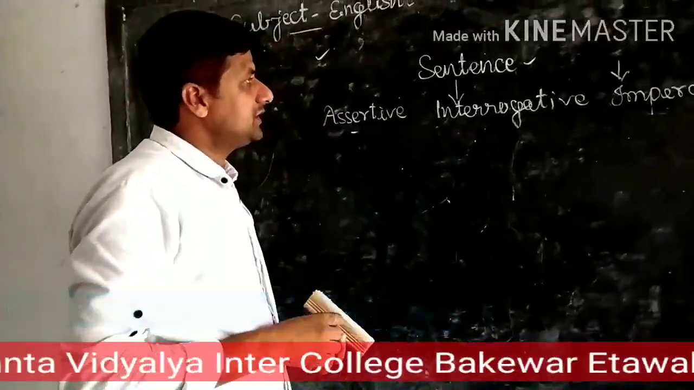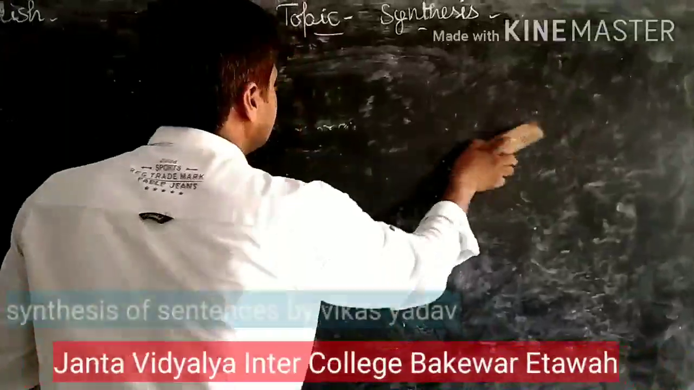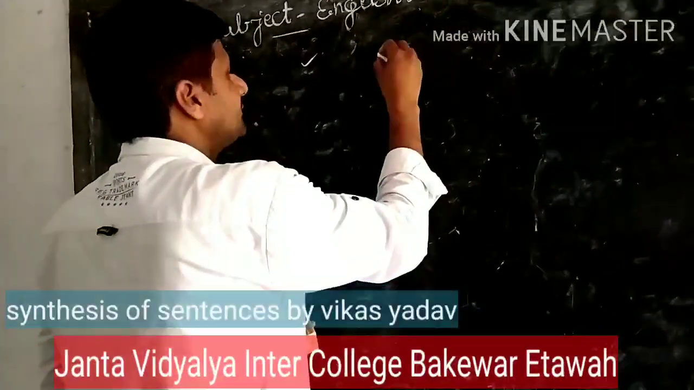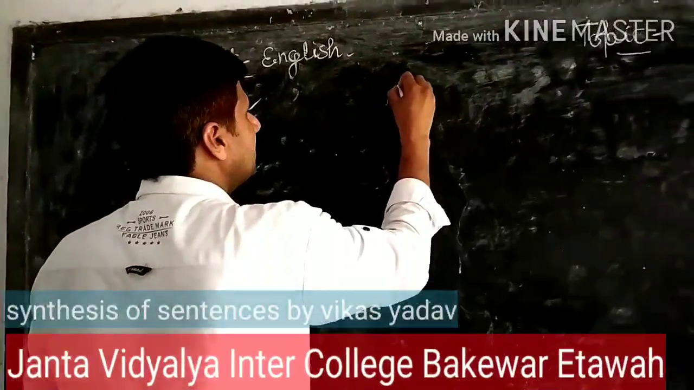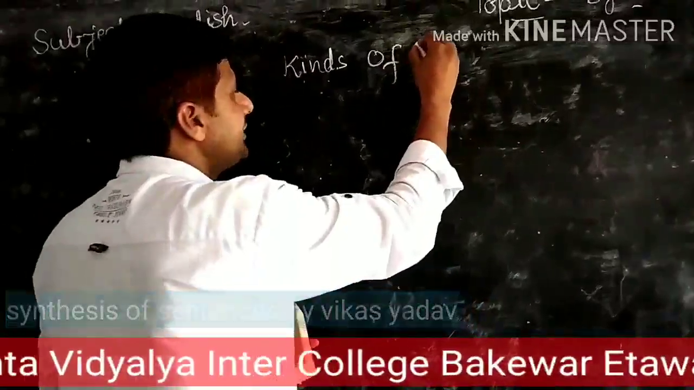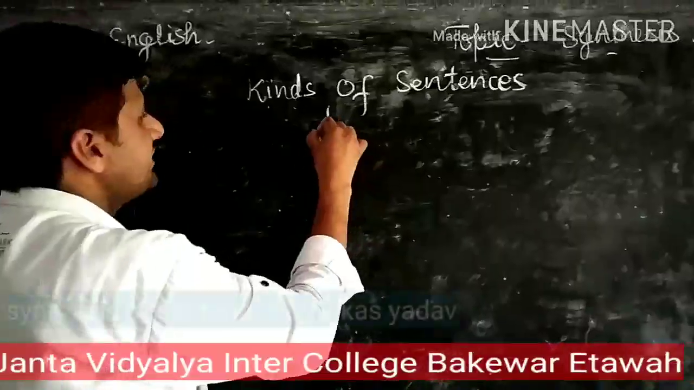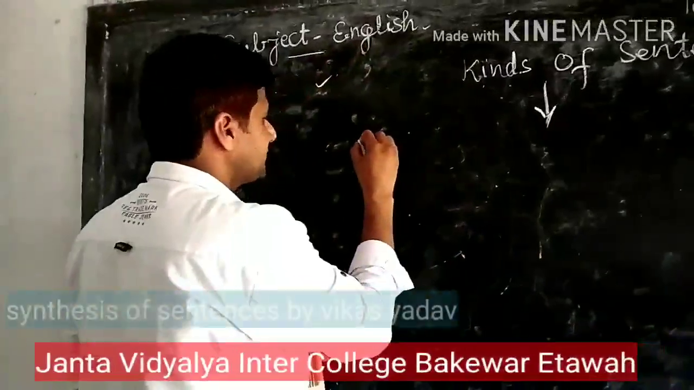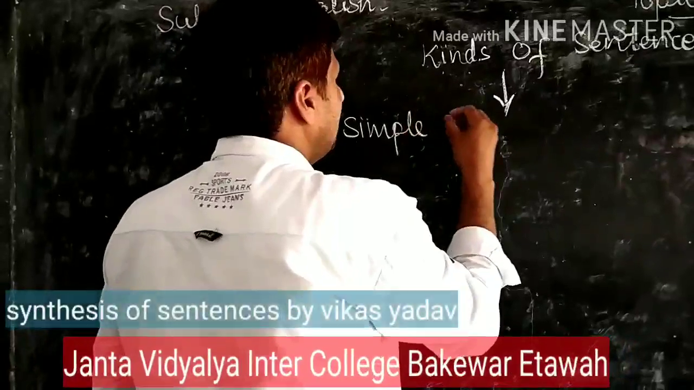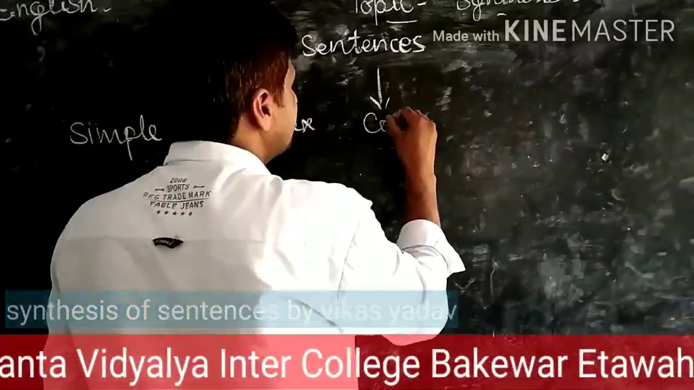Now, today we are going to study a different classification of the sentences, which is required in your English grammar of 12th class. So we can classify them in a different way in intermediate grammar as kinds of sentences. Here you will study 3 kinds of sentences: simple sentences, complex sentences, and compound sentences.